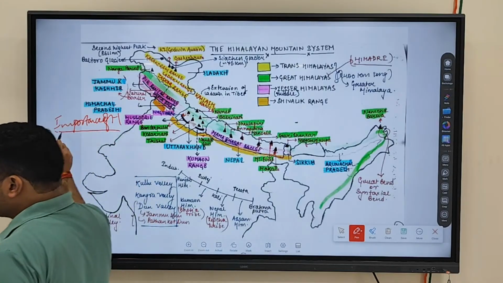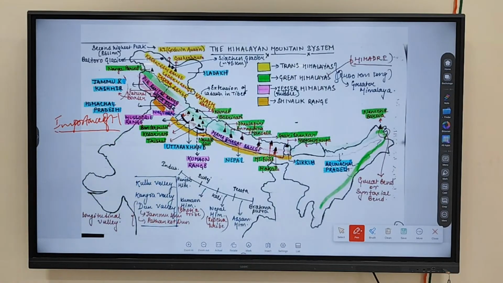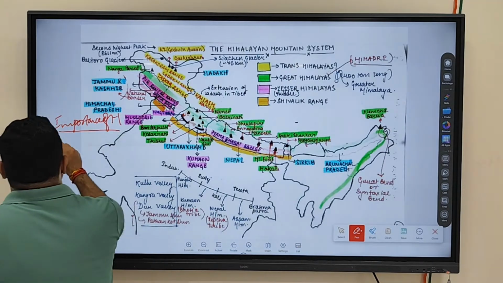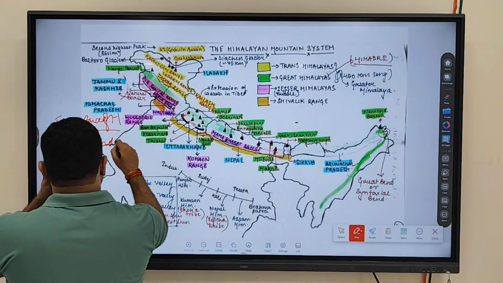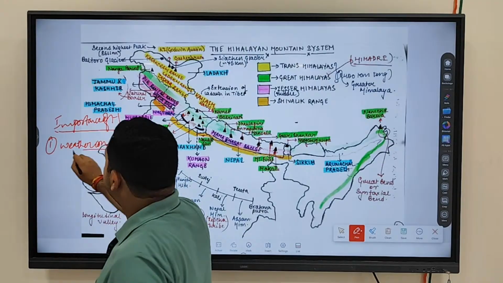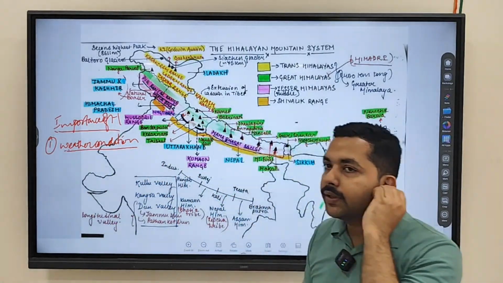Why is this physiography very important? What is the importance of the Himalayas? The first thing: the Himalayas determine your weather conditions.